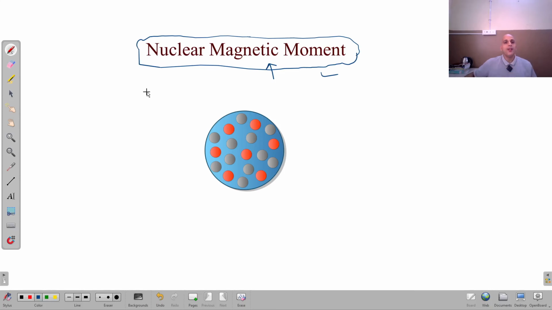Now here we are going to discuss the nuclear magnetic moment. Nuclear means the magnetic moment present inside the atomic nucleus. Magnetic moment means the magnetic field strength of the atomic nucleus. Now why is the atomic nucleus going to behave in this way, or going to possess a magnetic field and magnetic moment?